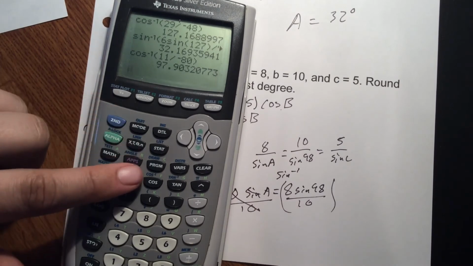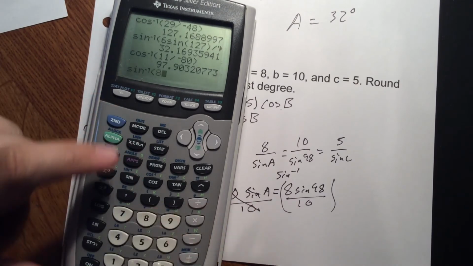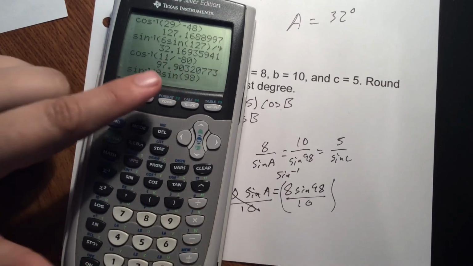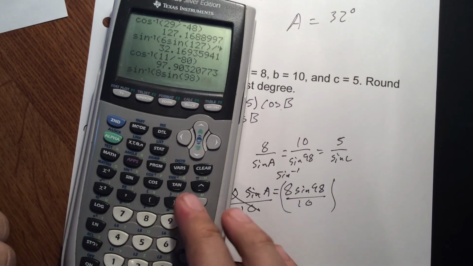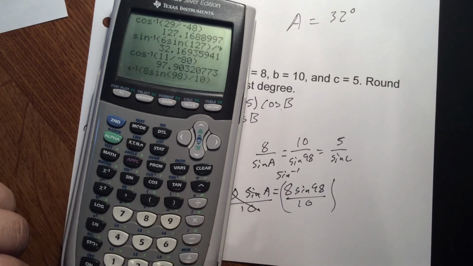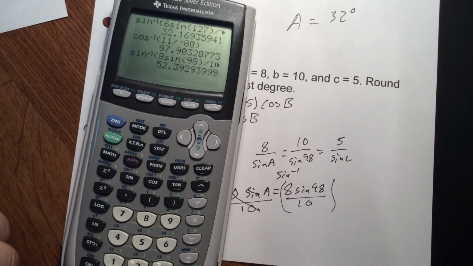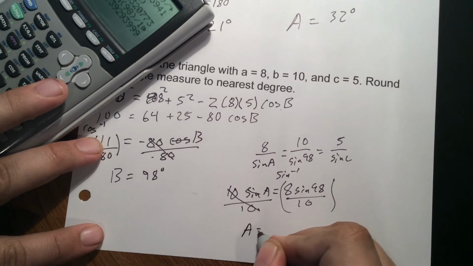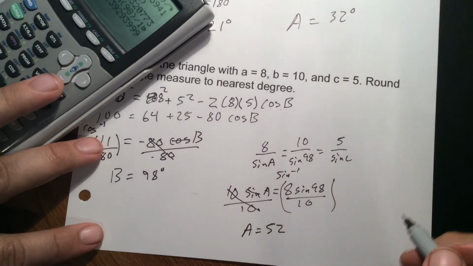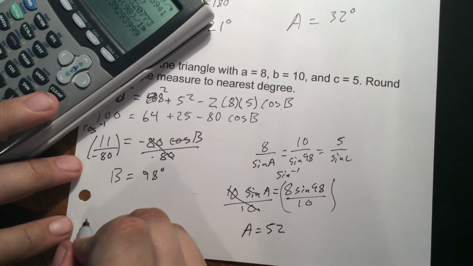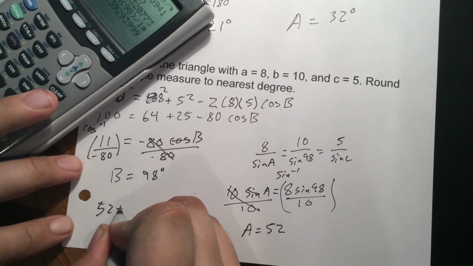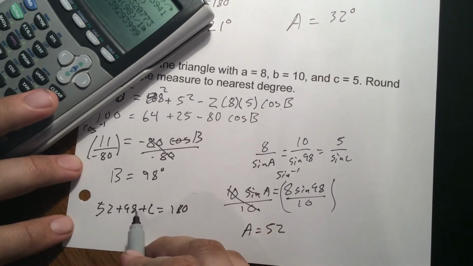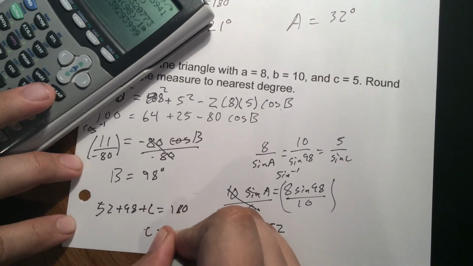So, second, sine 8 sine 98, close it. Again, don't forget to close it. Don't make the same mistake I did. Divided by 10. 52.3. So we'll keep it at 52. So, B is 98, A is 52, 52 plus 98 plus C equals 180. 52 and 98 would make 150. C is 30.